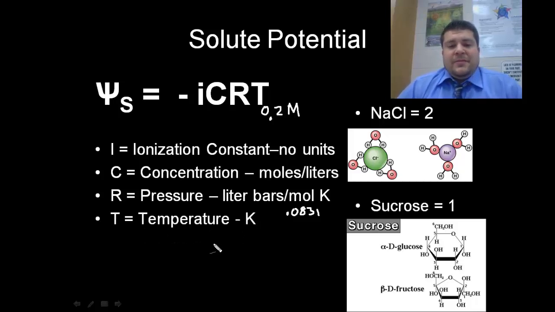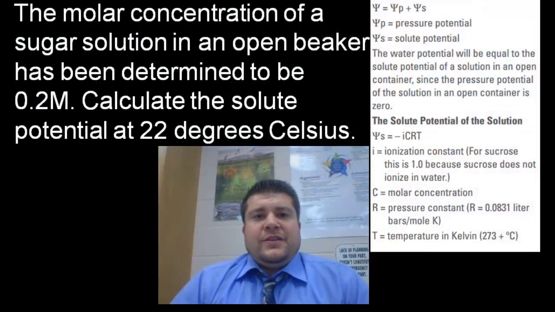Now, temperature is going to be in kelvins. So how do we figure out what kelvins are? We have to take 273, and then we have to add that to whatever degrees Celsius that we're given in the problem or that you take in your lab. Okay? And then we just multiply those all together, make sure that that negative's on the outside, and you've found psi s.